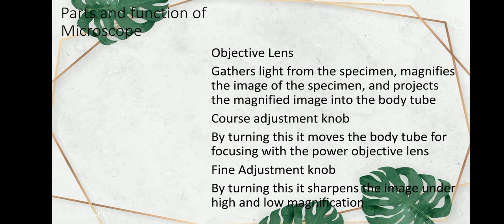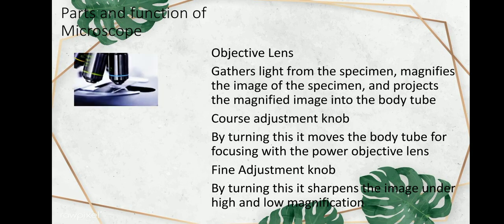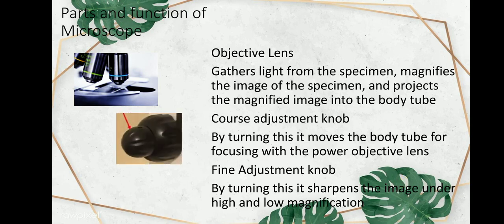Objective lens gathers light from the specimen, magnifies the image of a specimen, and projects the magnified image into the body tube. The larger one is called high power objective lens, which can magnify for about 40 times. The shorter one is called low power objective lens, which can magnify for about 10 times. Coarse adjustment knob. By turning this, it moves the body tube for focusing with the power objective lens.